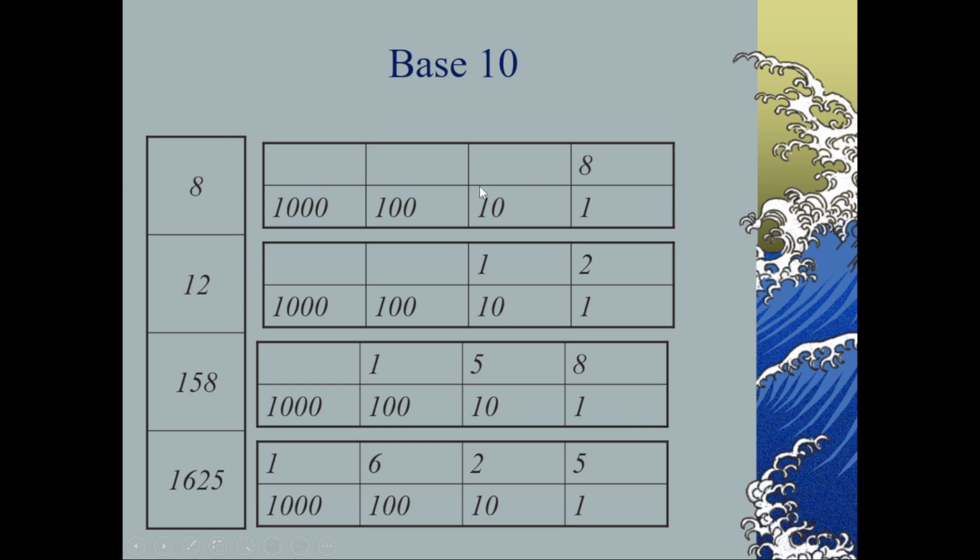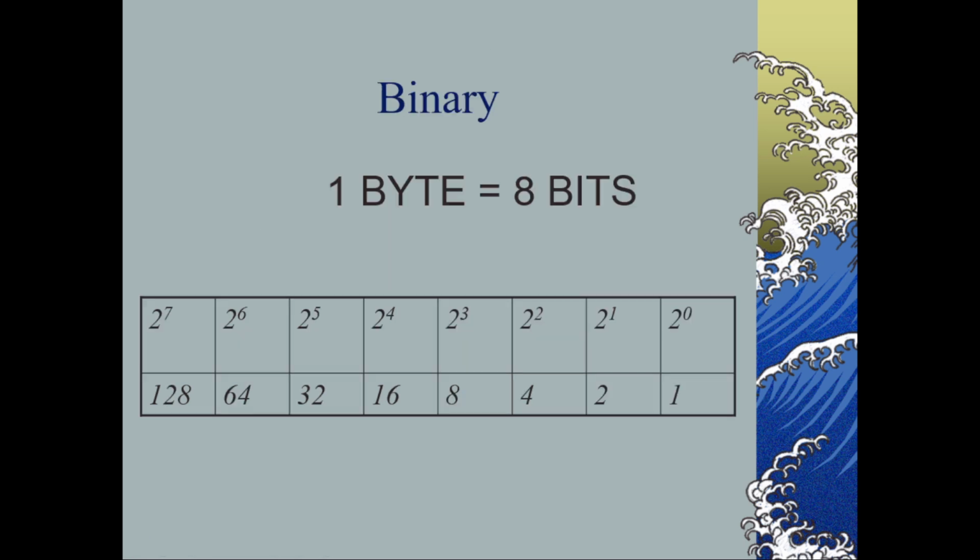We're saying 8, we don't have any groups of 10, we just have 8 individual things left over. 12 is saying we have 1 group of 10 with 2 left over. 158 is 1 group of 100, 5 groups of 10, 8 left over. 1,625 is 1 group of 1,000, 6 groups of 100, 2 groups of 10, and 5 left over. All right, sounds easy enough. You learned that in 1st grade.